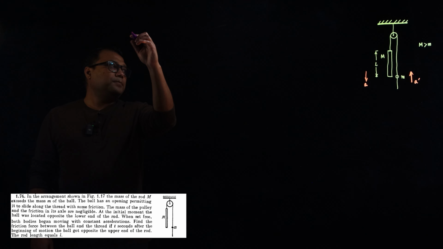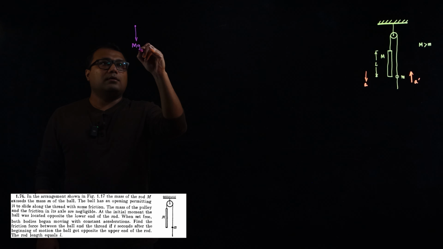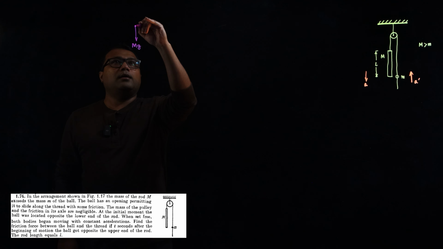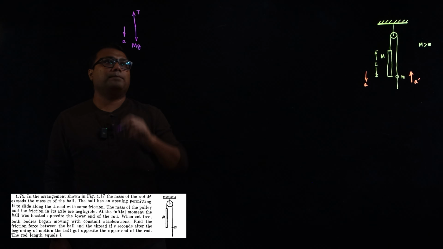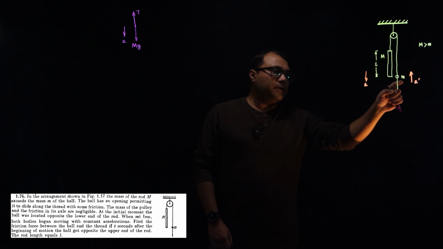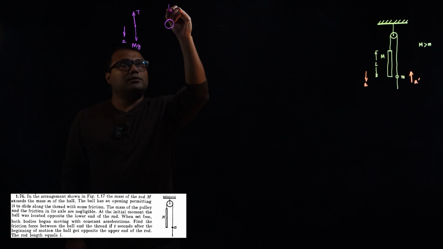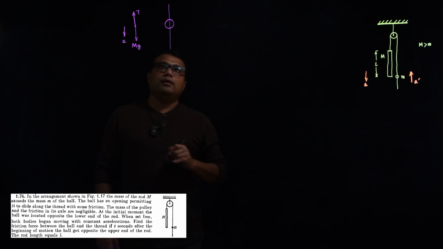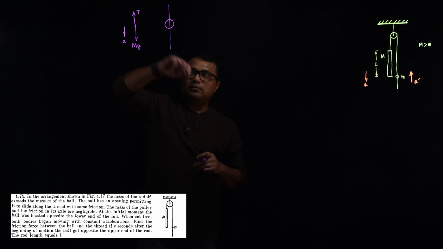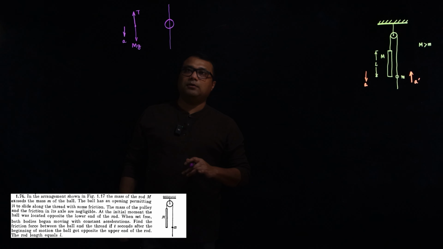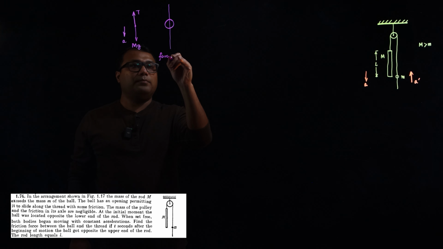So for big M it is simple. We can draw the force due to gravity and then tension, and this is accelerating downward with A. Now for this small m, I'll do a couple of things. Let's suppose this is the small body m and the string is passing through it. The tension in the string is not holding this ball. The tension is not acting on the ball. There are other forces acting on the ball. So let's draw all the forces acting on m.